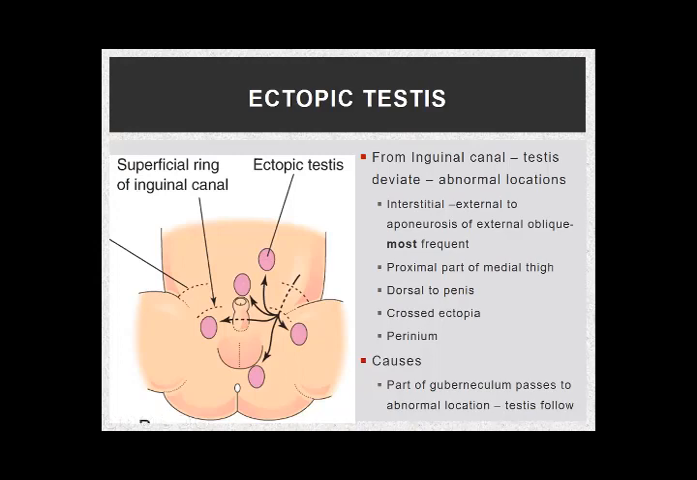Then you have this medial aspect of the thigh, upper part, proximal part of the thigh, medial aspect. ठीक है, dorsal to the penis, crossed over to the opposite side, so cross ectopia कहते हैं, or it could be in the perineum. ठीक है, this diagram is taken from your KLM, बहुत अच्छा दिया हुआ है इसमें.